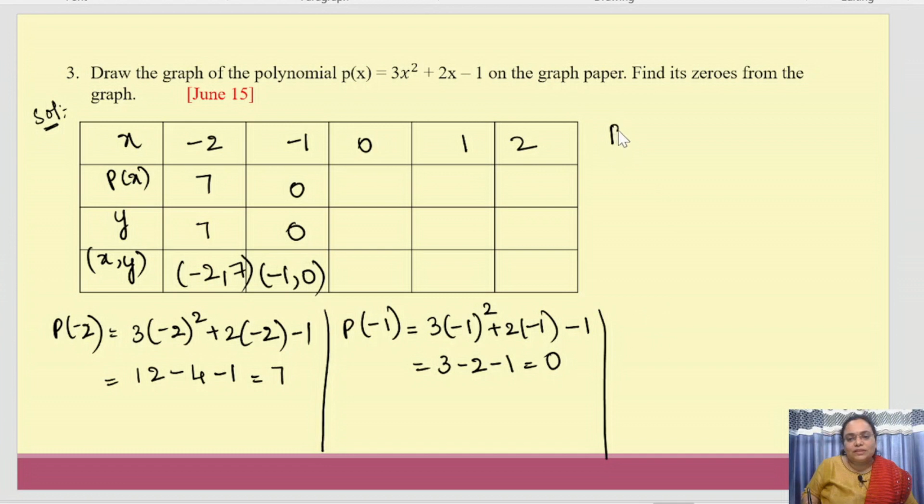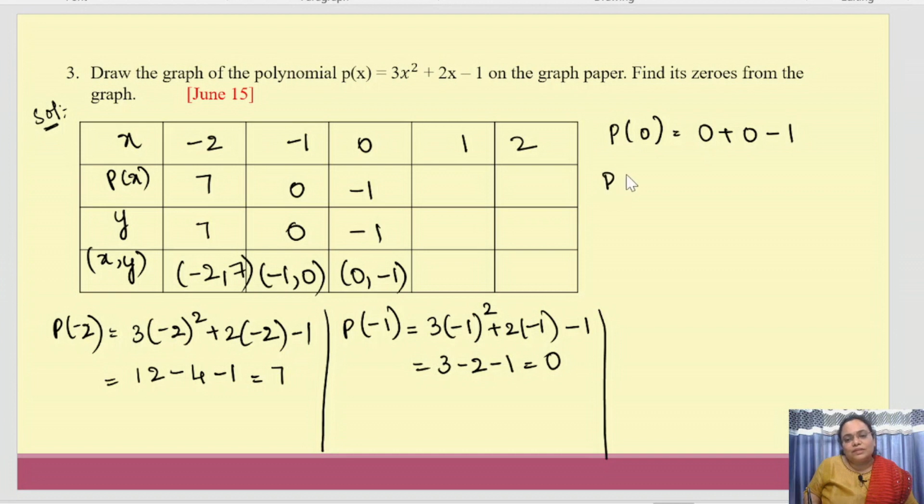And if you substitute P of 0, you will get 3x square will be 0 plus this will be 0 and minus 1. So you will have minus 1. The coordinates will be 0 and minus 1.